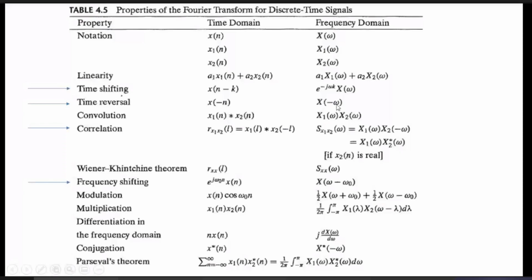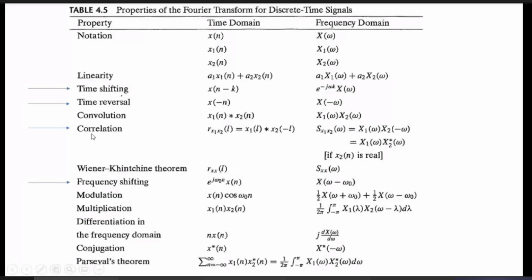Then another important property is correlation. Correlation is the convolution between one normal signal and another folded signal. The folded signal is x2 of minus l, whereas convolution is x2 of l. In the formula of convolution it is just reversed, x2 of minus l, if we take correlation.